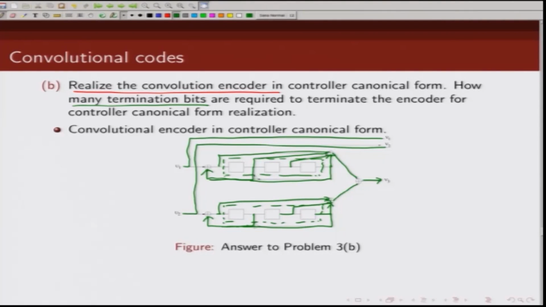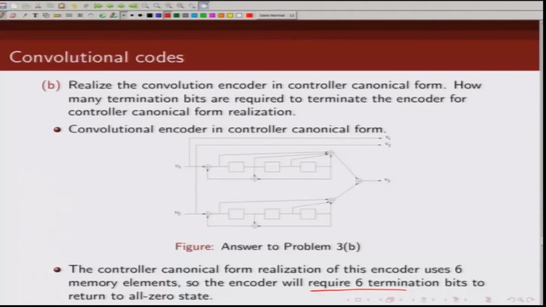So, in the controller canonical form realization, to bring the first shift register to all 0 state, we would require 3 bits, because we have 3 memory elements here, 1, 2 and 3. Similarly, for this shift register we require additional 3 bits, 4, 5, 6. So, in total we require 6 termination bits, 3 to terminate this encoder and 3 to terminate this encoder.